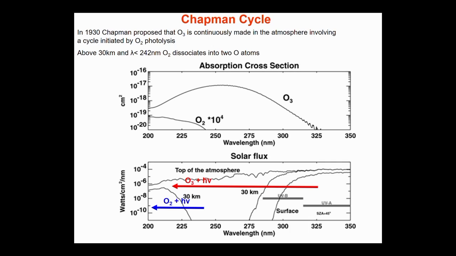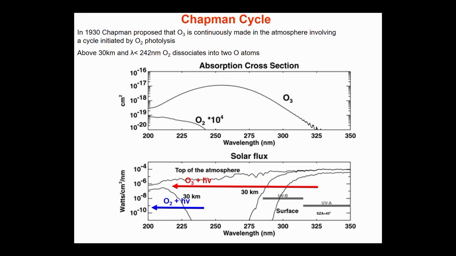We need to think about the Chapman cycle next. So Chapman, there was a real problem. When Dobson designed the spectrophotometer, you could now measure ozone in the column. People knew that there wasn't ozone at the surface, so the ozone must be up there.